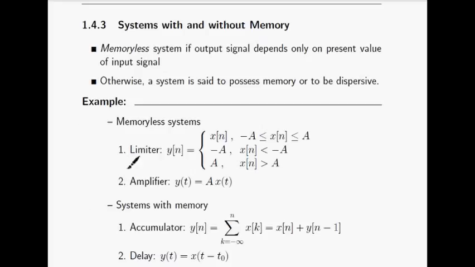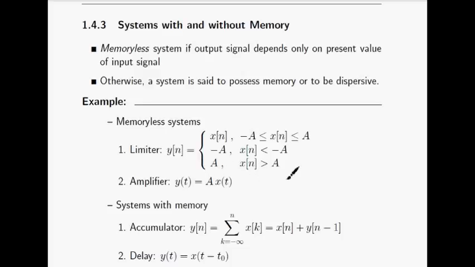y(n) equals x(n) for x(n) between minus a and a, minus a for x(n) less than minus a, and plus a for x(n) greater than a. If I put any value of x(n) between minus a and a, then y(n) will be equal to x(n), and it has a constant value before minus a and a constant value after a. So its output does not depend on the past and future inputs. So this system is memoryless.